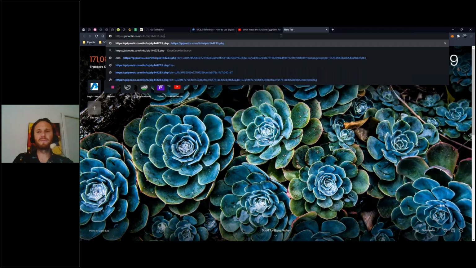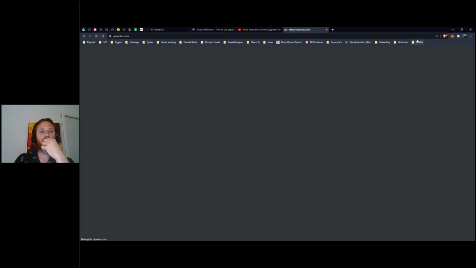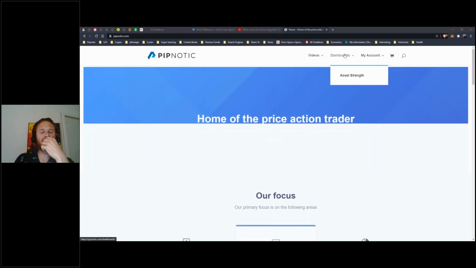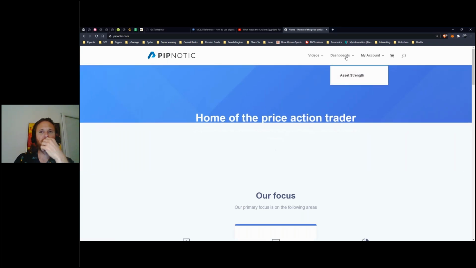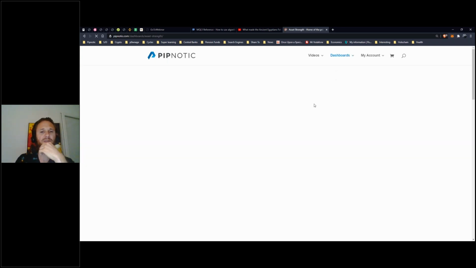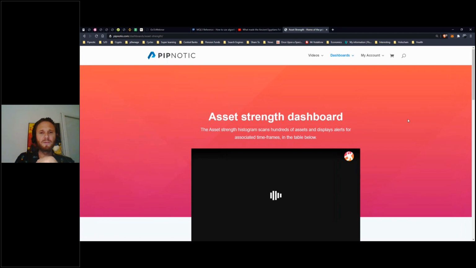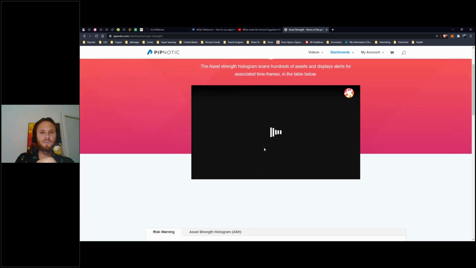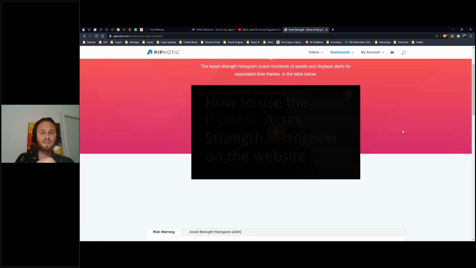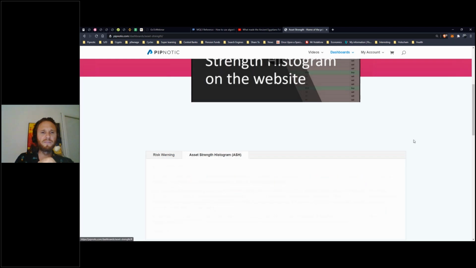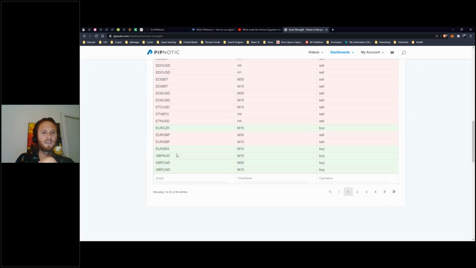You go here to the dashboard. On the dashboard, there's the asset strength. And here on the asset strength, I have a video that tells you how to use the asset strength data, and then you can go down here and you can view here. And here you can see a ton of stuff.